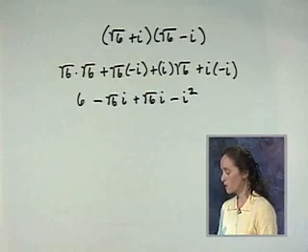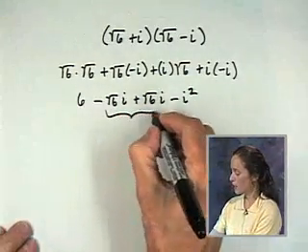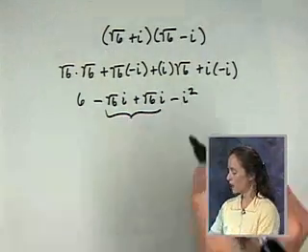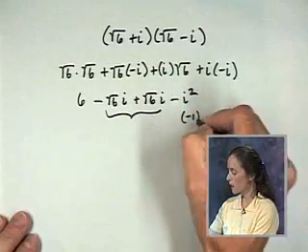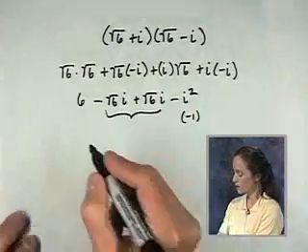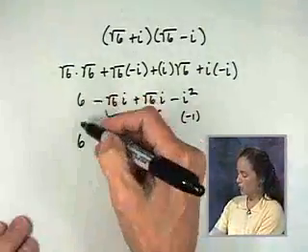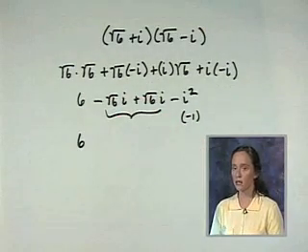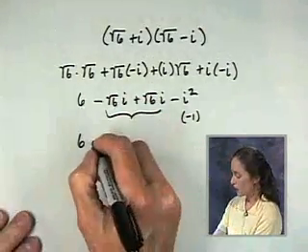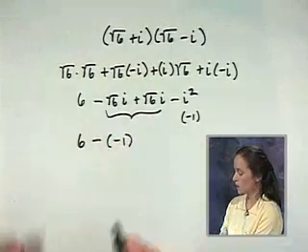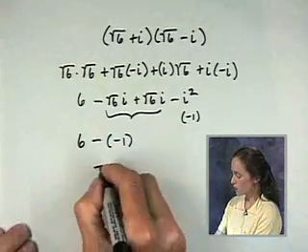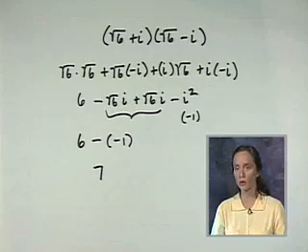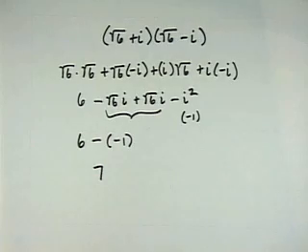There's two more things that we need to do. We need to combine the like terms in the middle, and we need to replace i squared with negative 1. Let's do those. Keep the first 6. The like terms in the middle add to 0, and I have that minus negative 1. 6 plus 1 is 7, and that's the result of this multiplication.